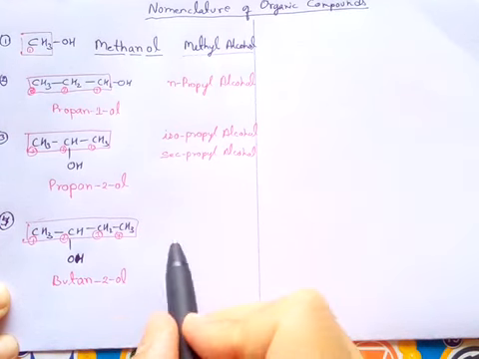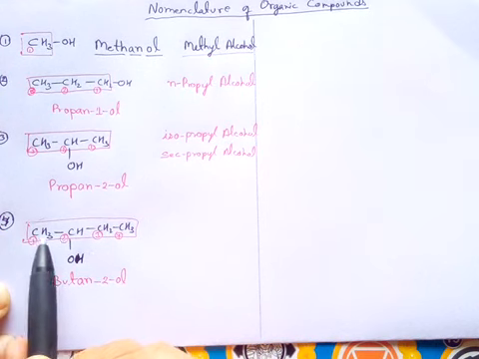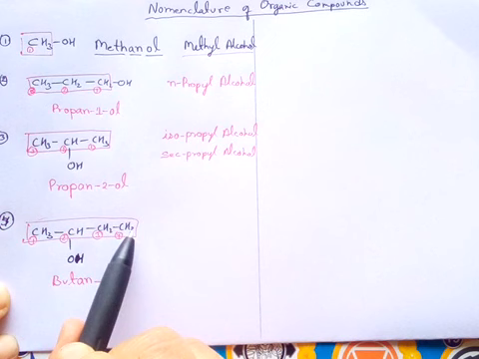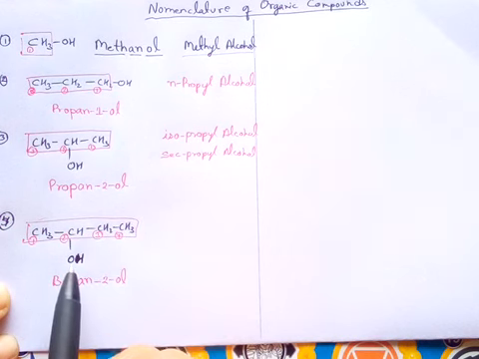Now the common name. It is in the iso form. This is the second last carbon. It has CH3, no, it has another group, right? No, you cannot write isopropyl. Now you can go for the secondary type.